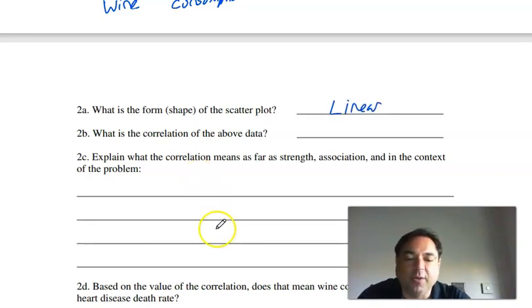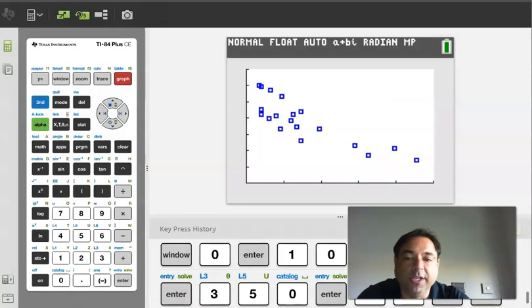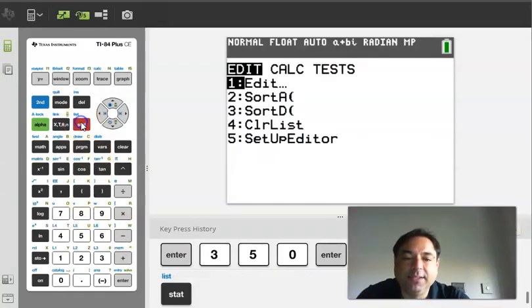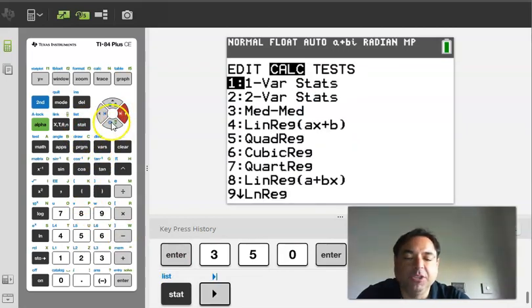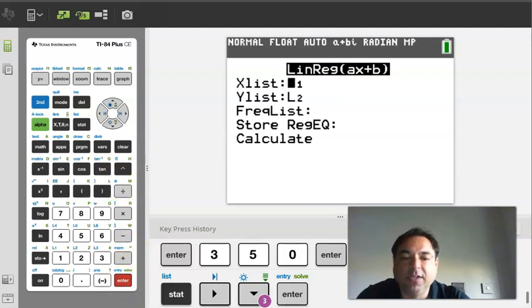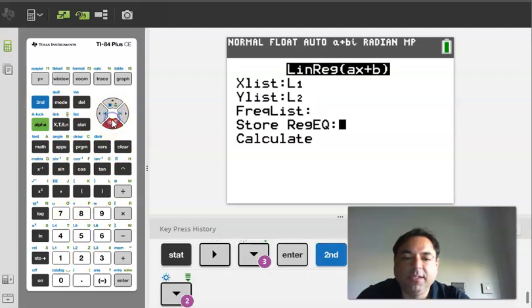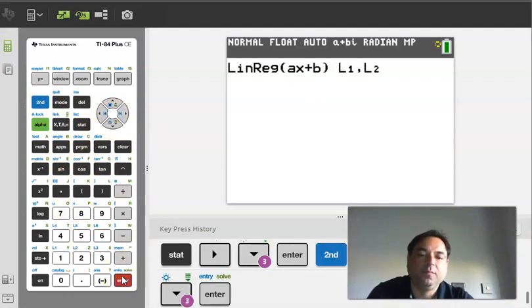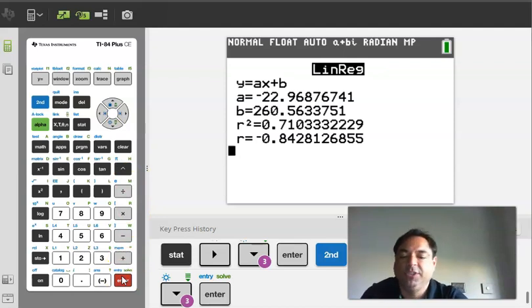What is the correlation? To find the correlation, which also gives the linear regression, you press stat, to the right for calculate. You can use number 4 or number 8. I'm going to use number 4. So go to 4 and press enter. Depending on your calculator, this calculator uses list 1 and list 2. So with X we put list 1, second 1. Y we put list 2, second 2. Go down to calculate and press enter. This will give you your linear regression.